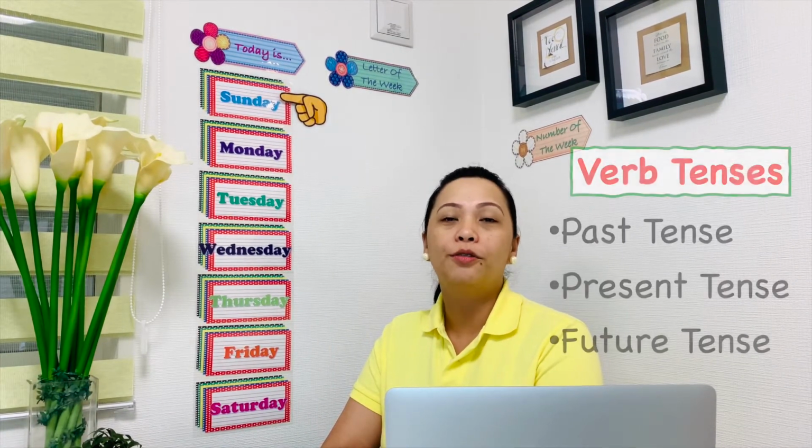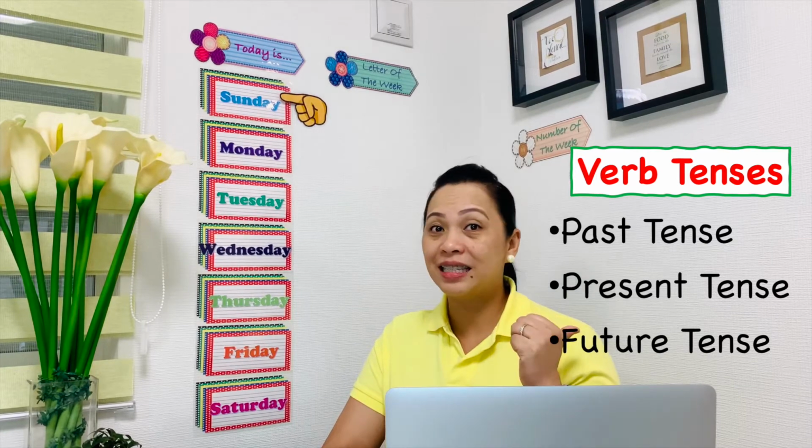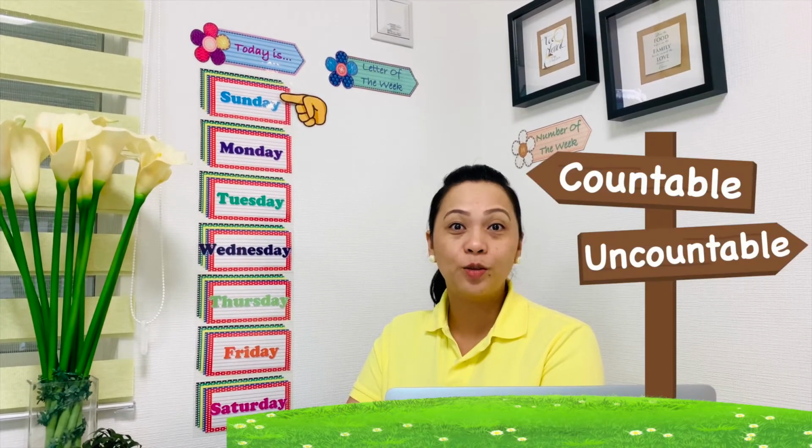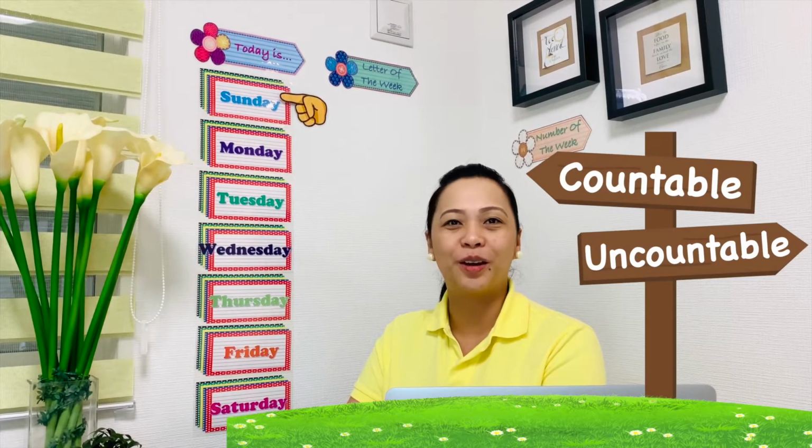Last week in our lesson, we talked about verb tenses: past tense, present tense, and future tense. And for those of you who missed that lesson, you can check it out on my YouTube channel. Today, let us talk about countable nouns and uncountable nouns.